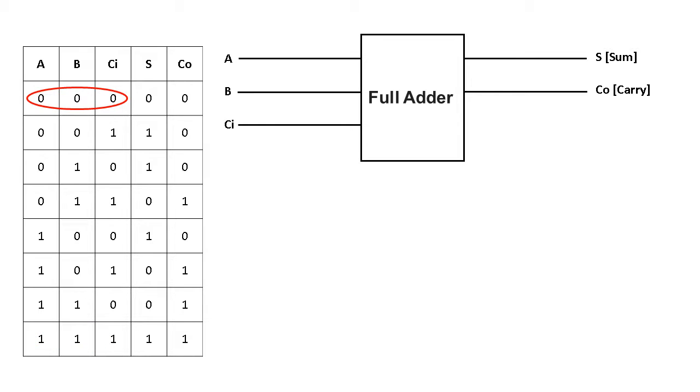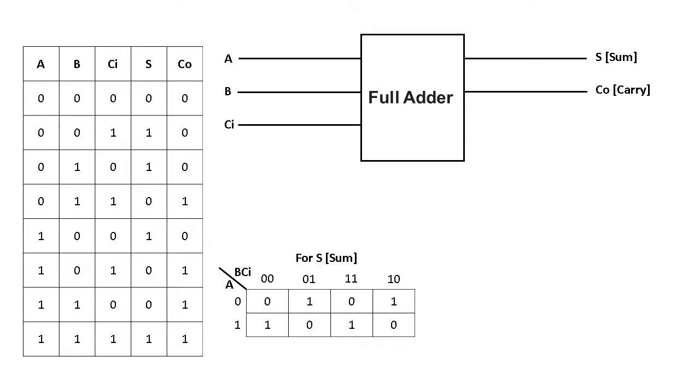Okay, now let us see the carry output for A, B and Cin. 0 plus 0 plus 0, the sum is 0 and the carry is 0. 0 0 1, the sum is 1, the carry will be 0. 0 1 0, the sum is 1, the carry will be 0. 0 1 1, the sum is 0 and the carry is 1. 1 plus 0 plus 0, the sum is 1, the carry will be 0. 1 plus 0 plus 1, the sum is 0 and the carry is 1. 1 plus 1 plus 0, the sum is 0 and the carry is 1. 1 plus 1 plus 1, sum 1 and the carry is also 1.